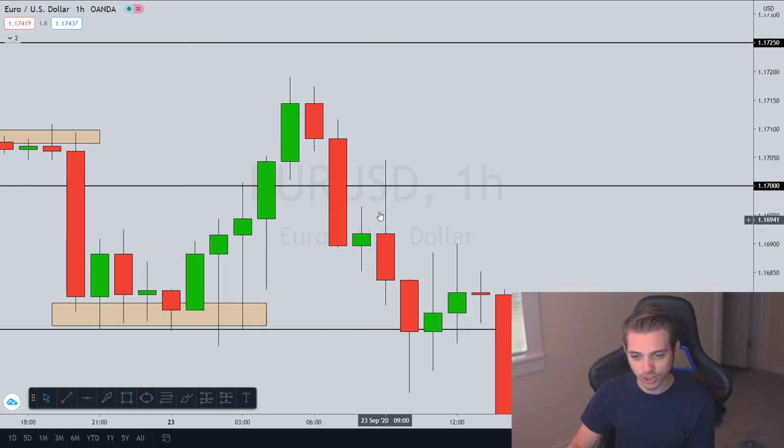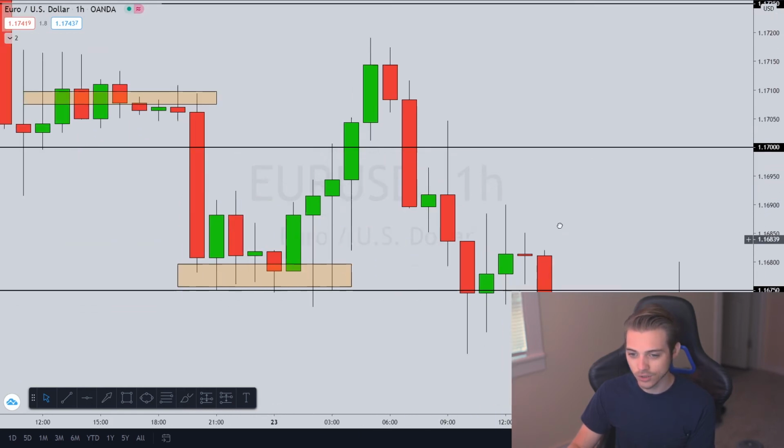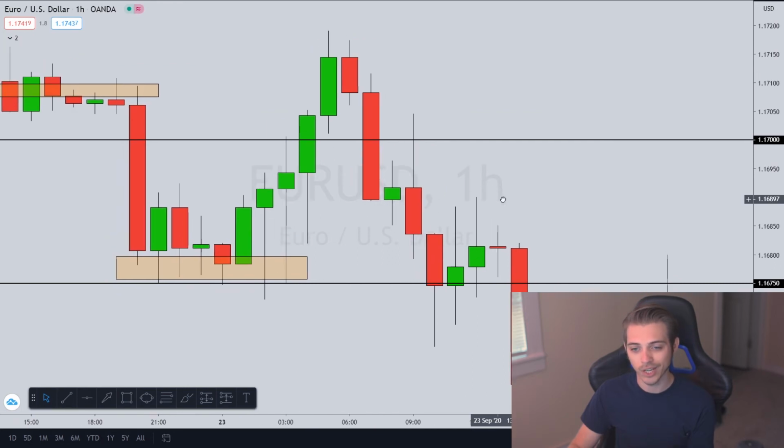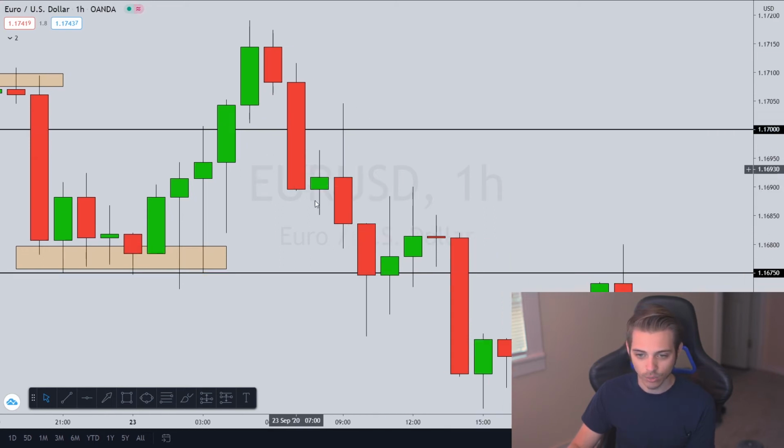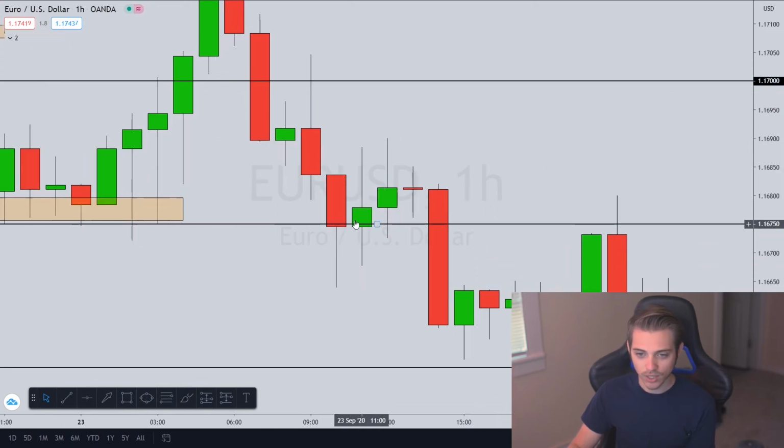We have a little bit of rejection right here. And if you really wanted to, you could have taken this trade, but I probably would have stayed away from it because all the price action is in the middle of the level and not really biased on one side. So I would have stayed away from this. And then we get down here.